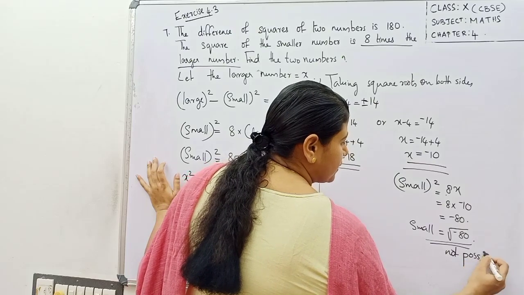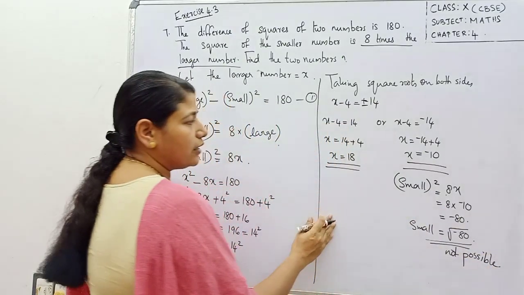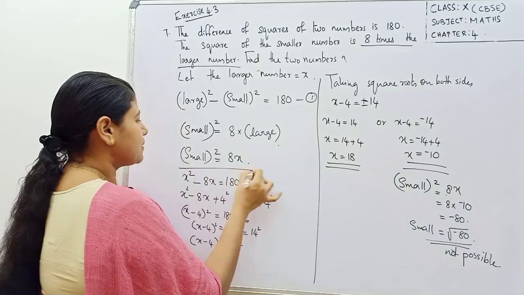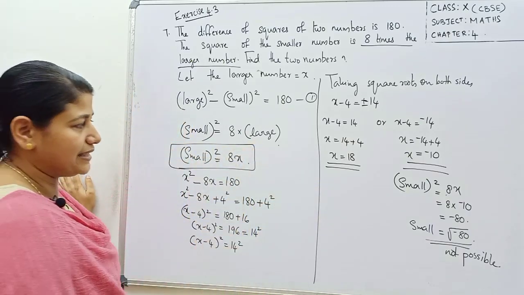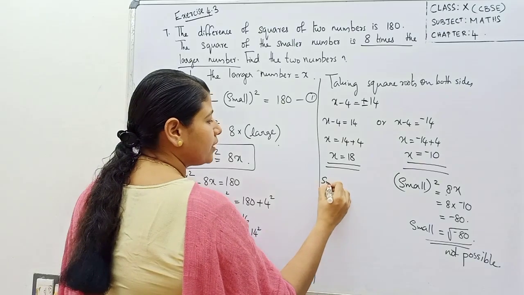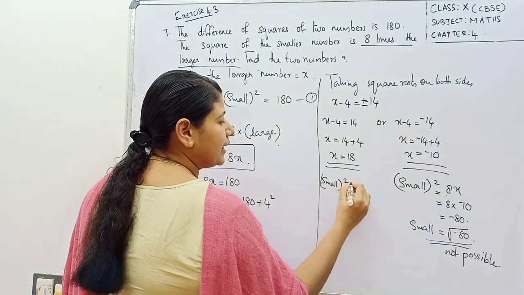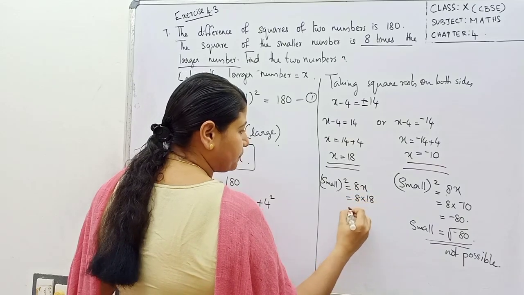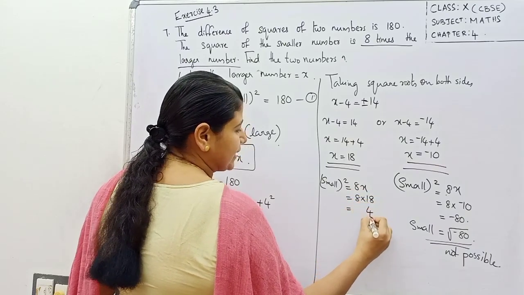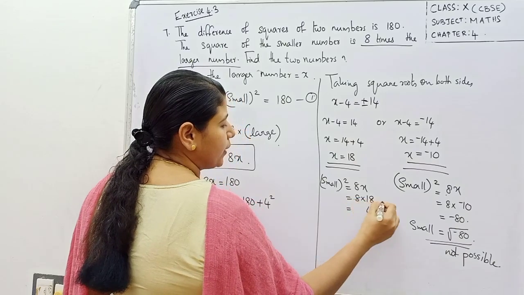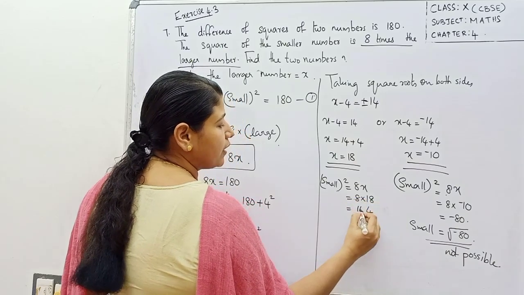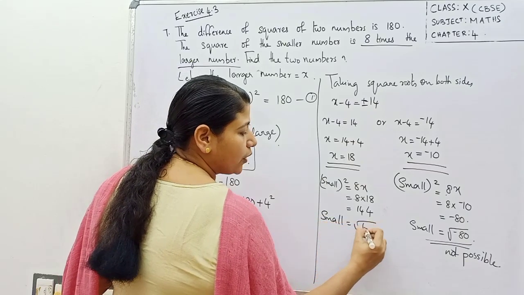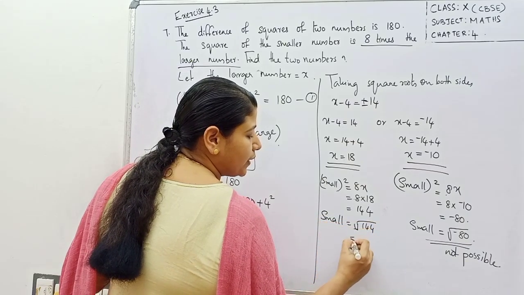Okay, so come to the first solution. We got x equal to 18. So we can take the square of the smaller number as 8x, which is equal to 8 into 18. 8 into 8 is 64. 1 into 8, 8 plus 6, which is 14. 144. So the small number, we have to take the square root of 144. So you will get 12.